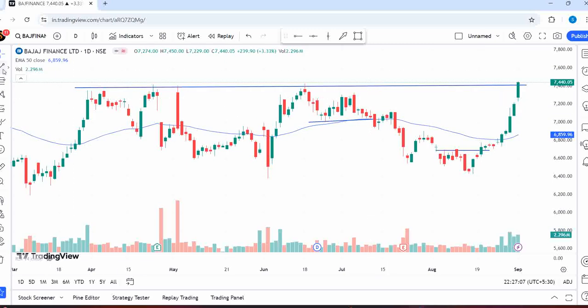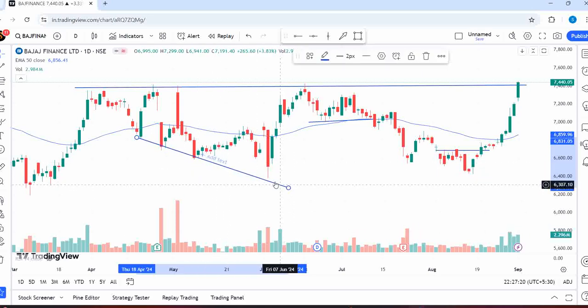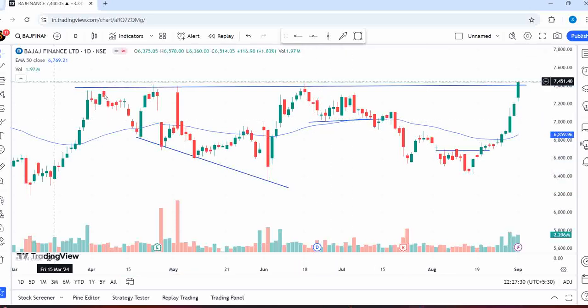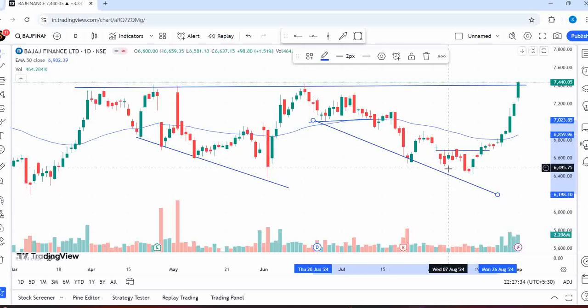Second thing is support. Let's see from where it has taken support. First from here, second from here, third from here. There was this trend line, and it can be extended till here, again supported, again came back from here, again took support, again here, again here. So here also there is one support. From here it has constantly gone up.